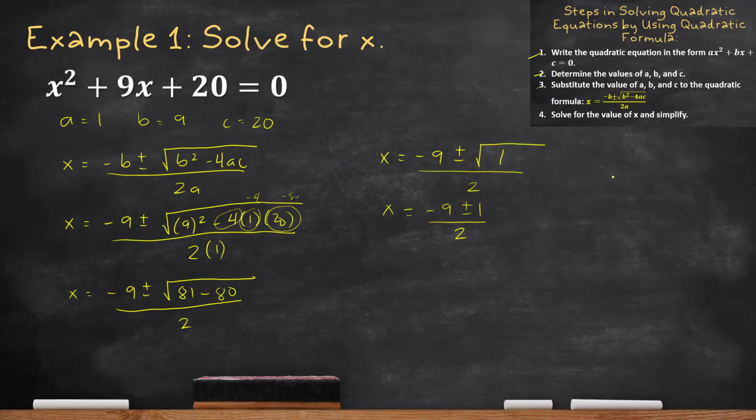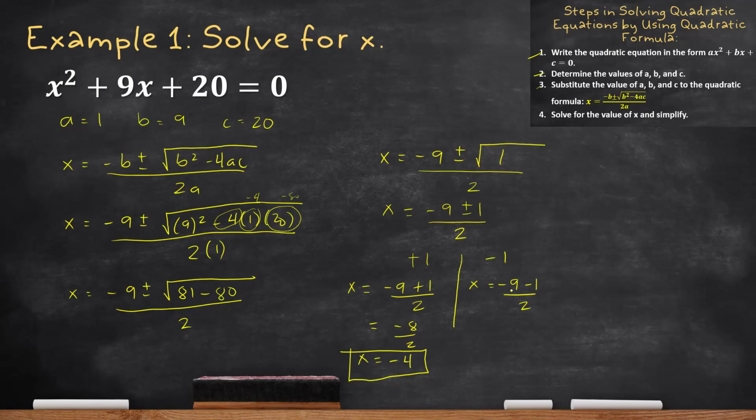Then we're going to operate this one. First, we're going to use positive 1 and then negative 1. If we use positive 1, our equation will be x equals negative 9 plus 1 over 2. Pag negative 1 naman yung ginamit, magiging x equals negative 9 minus 1 over 2. Then combine negative 9 plus 1, that is equal to negative 8, right, over 2. And what is negative 8 over 2? Simplify, that is equal to negative 4.